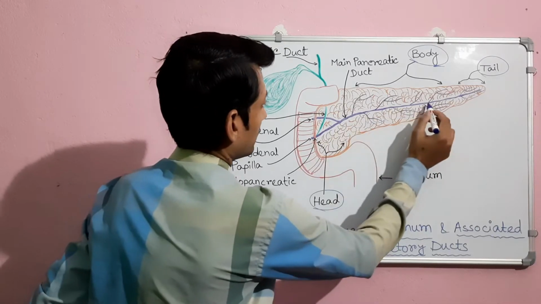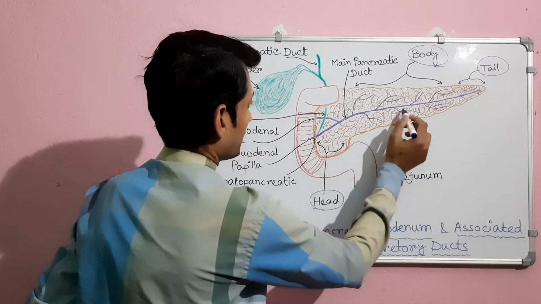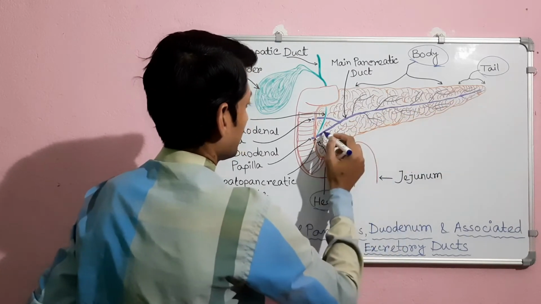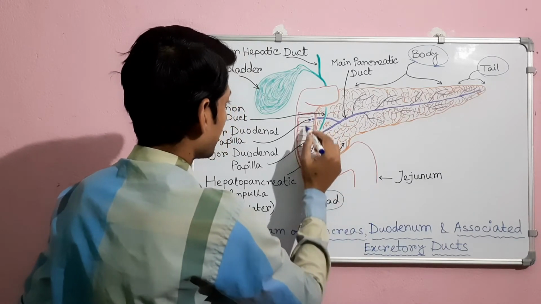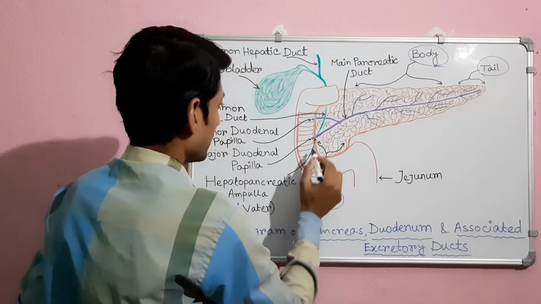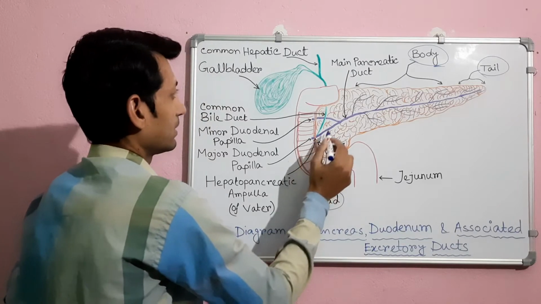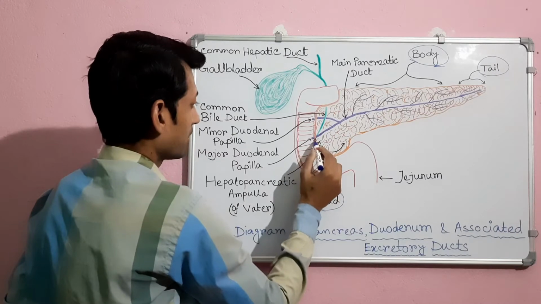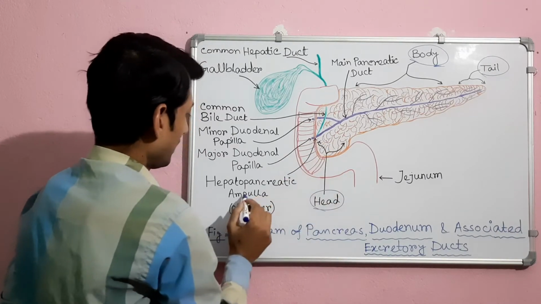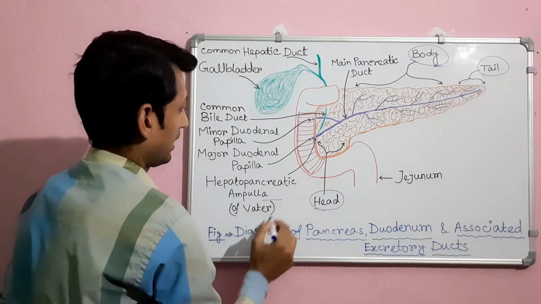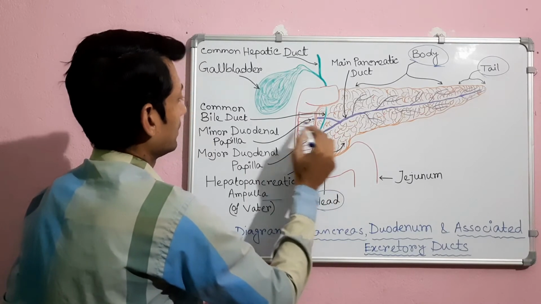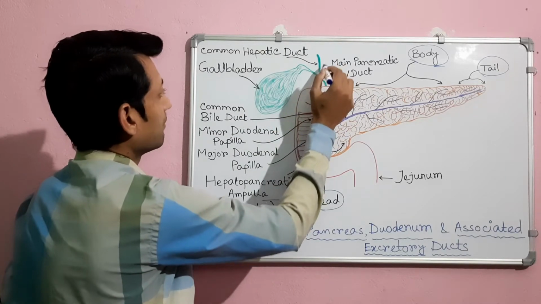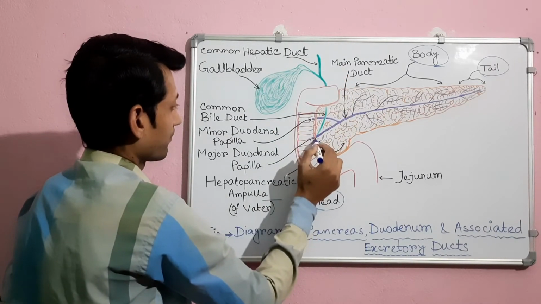This is the main pancreatic duct. It runs through the length of the pancreas and empties into the duodenum. The point at which the main pancreatic duct makes its entry into the duodenum is known as the hepatopancreatic ampulla. Here, the common bile duct from the gallbladder and the liver also makes entry.